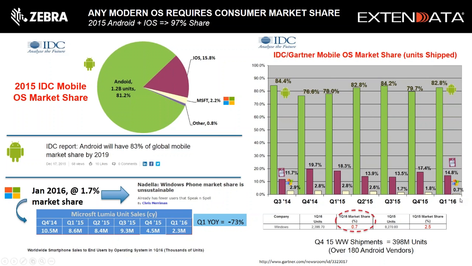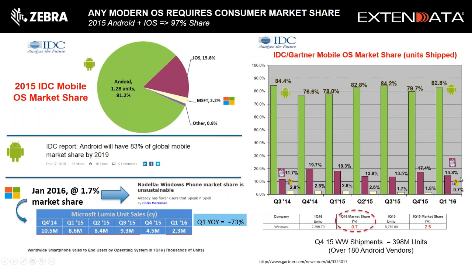So that's Q1 16. We're waiting for update numbers. It tends to lag quite a bit, but Android had about 82.8% of the overall worldwide market. And by the way, that market this year will be about 1.3, 1.4 billion units. It's a very, very large market. Apple typically ranges between 15 and 20%.